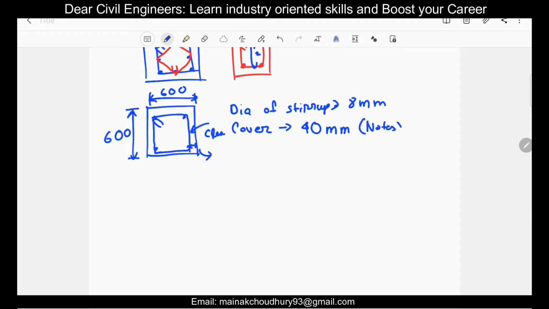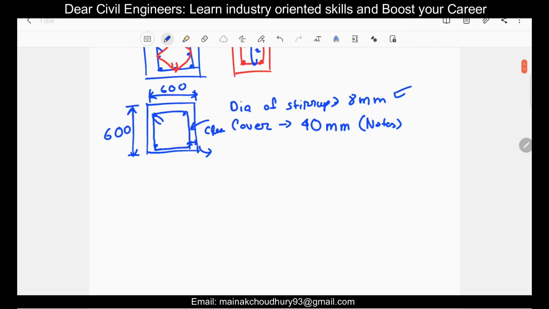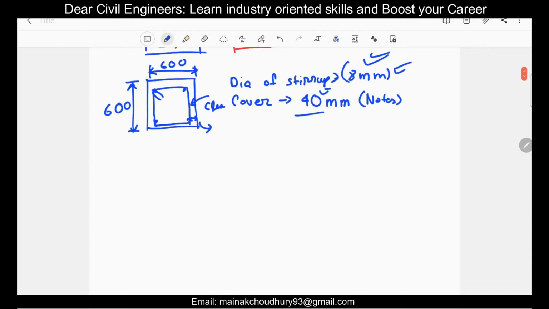So you have to check what the clear cover is, and what the dia of stirrup is. The dia of stirrup in this case is 8 mm, and the clear cover is 40 mm. So how to calculate this stirrup length? Its basics are pretty easy. I'll write length equals 600 and 600 minus 80. If you do 600 minus 80, it comes out to 520. So why 600 minus 80? 40 from this side and 40 from this side.